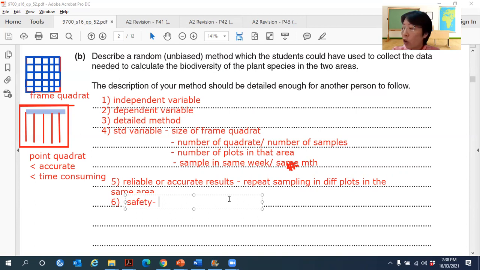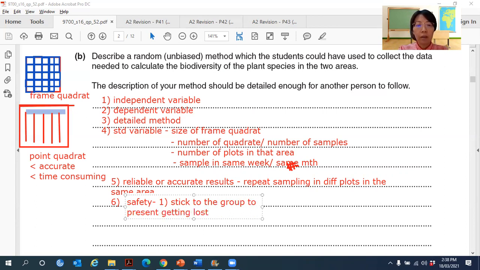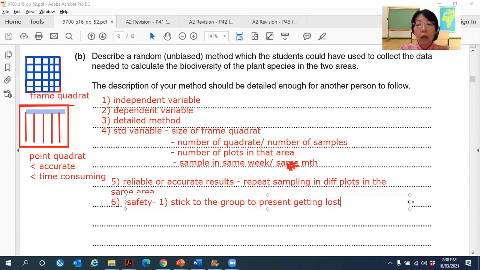So safety, so you're going to the grassland to do sampling. Your safety precaution is very important. So one of the safety precautions is you want to ensure that you stick to the group to prevent getting lost. So you say what the safety precaution is: you stick to the group. Why? Because you want to prevent yourself from getting lost. Okay. And then number 2, you'll be exposed to all the plants and pollens in the air, and also maybe the mosquitoes and insects. So you want to protect yourself, right?